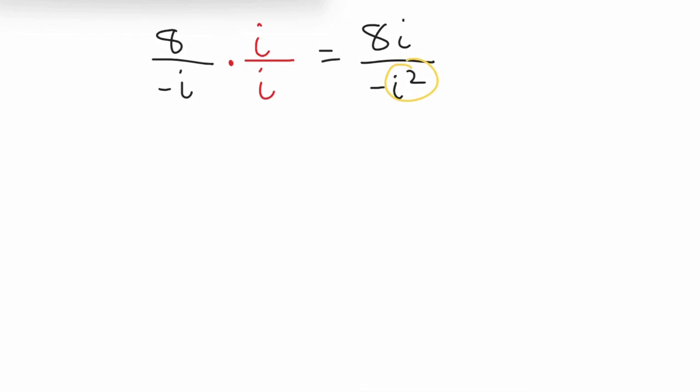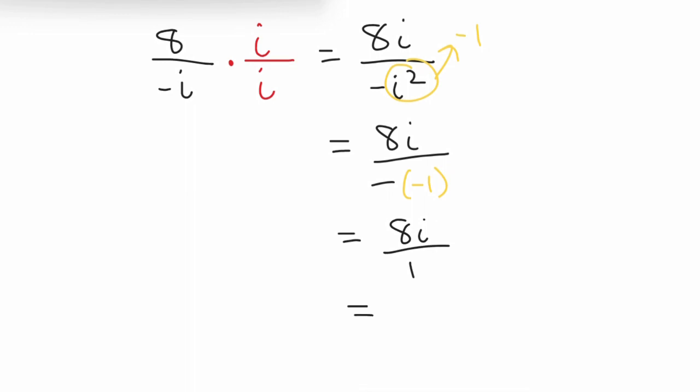Now i squared is equal to negative 1. So let's plug in negative 1 for the i squared. We just have 8i over the opposite of negative 1 is a positive 1, so you just have 8i over 1, or just 8i.